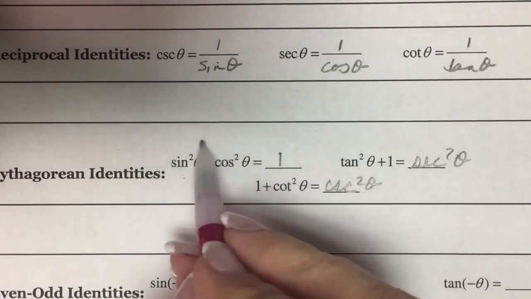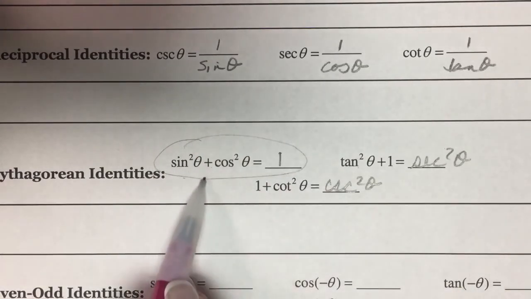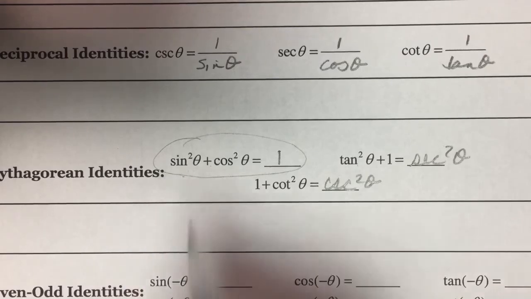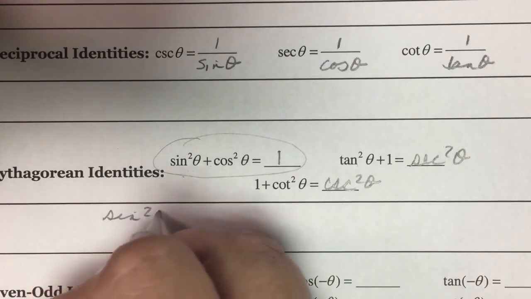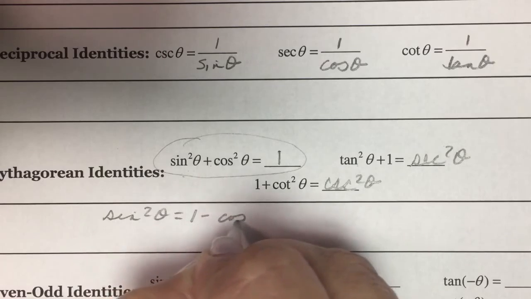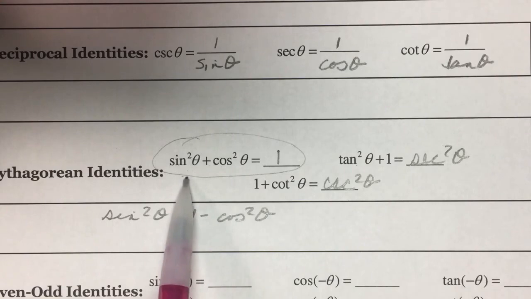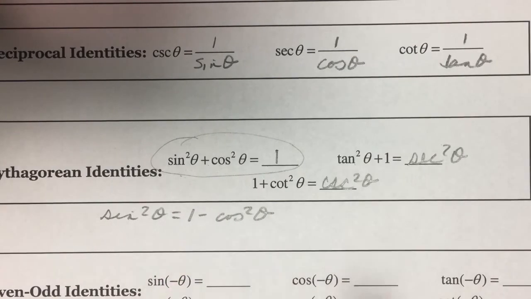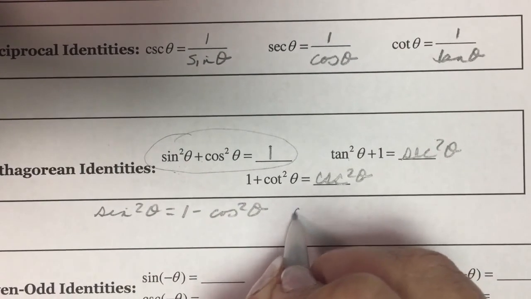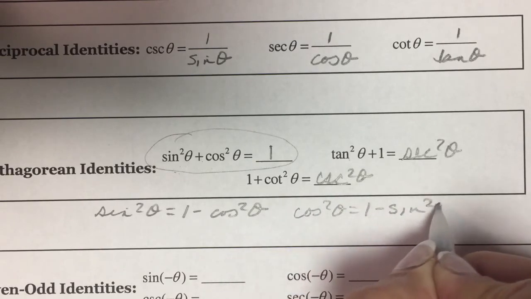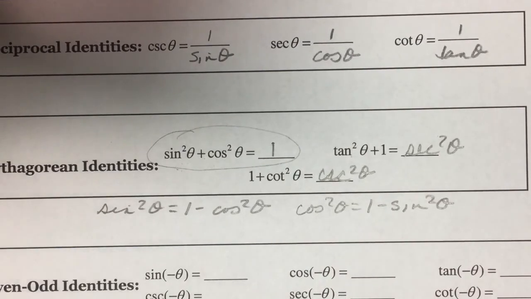Now, I also want to quickly write down other forms that you will often use for this identity. For example, if I were to solve this identity for sine squared theta, it would look like sine squared theta equals 1 minus cosine squared theta. You use that a lot. And if I do the same thing, except this time solve it for cosine squared theta, I would get cosine squared theta equals 1 minus sine squared theta. We use that a lot. I just wanted to write those in there for you.